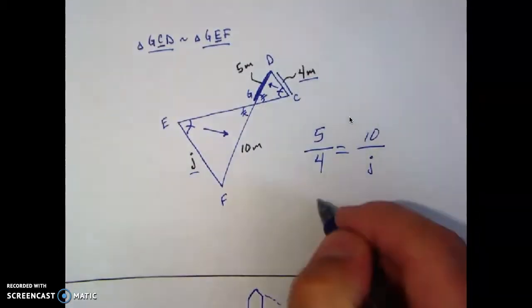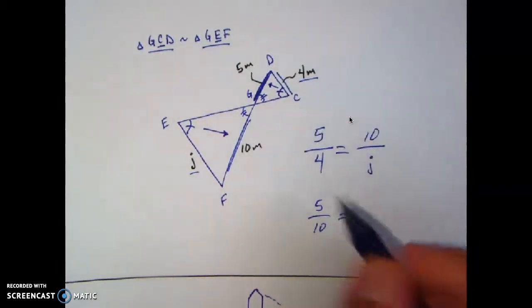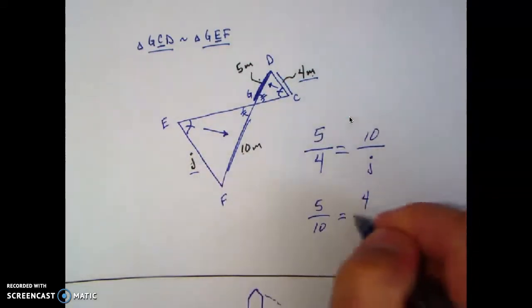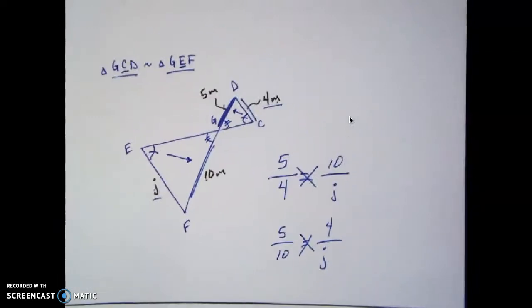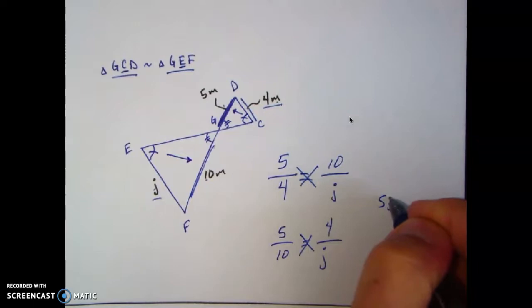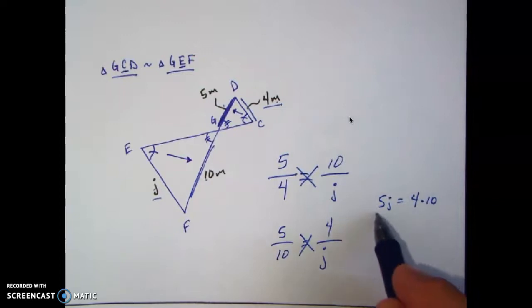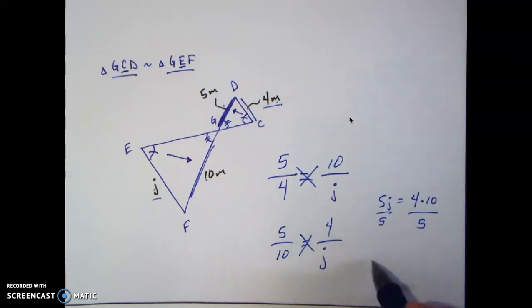For example, some of you may have said, well, I want to go 5 over 10 and line these two corresponding parts up. That's fine. 5 over 10 would be equal to 4 over J. I can set this up either way. Notice when I cross multiply on both of these, I end up in the same spot. I'm going to have 5 times J is equal to 4 times 10. Then I'm dividing both sides by 5. And so 40 divided by 5 tells me that J is equal to 8 meters.